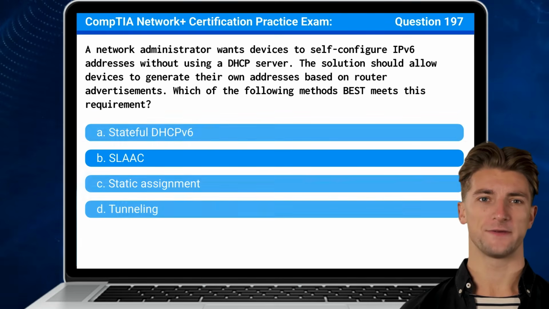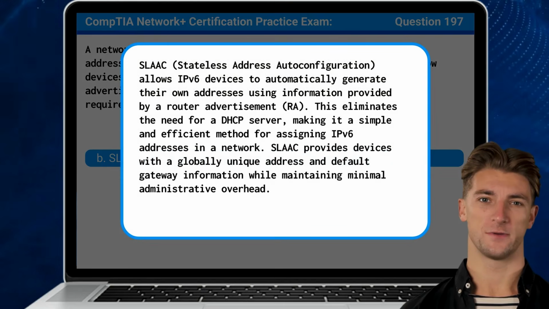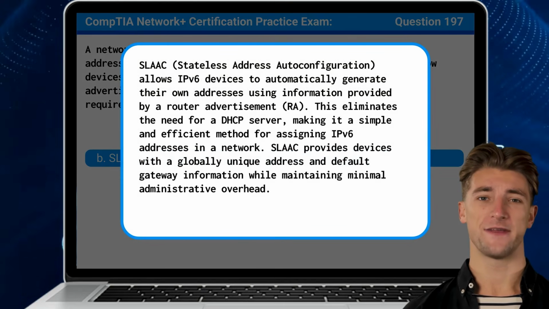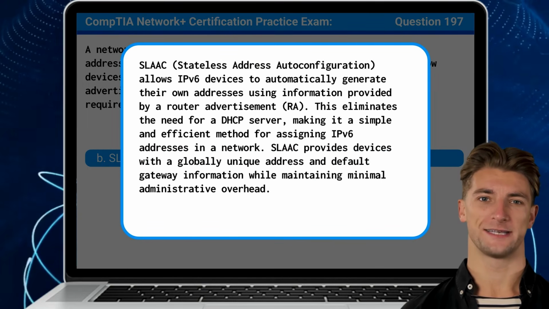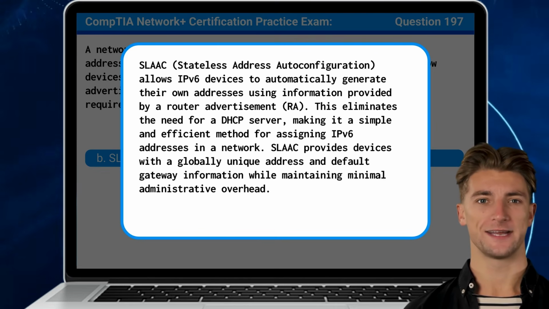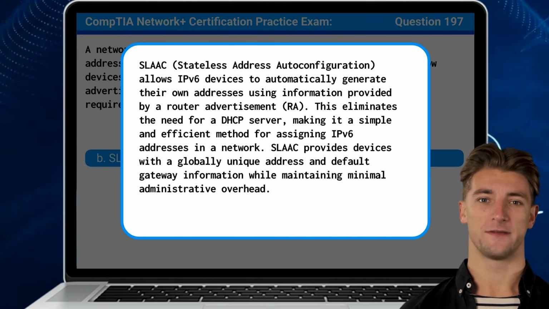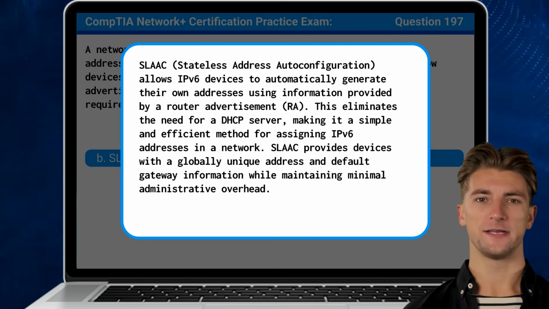The answer is B. SLAAC. SLAAC, or Stateless Address Auto-Configuration, allows IPv6 devices to automatically generate their own addresses using information provided by a router advertisement. This eliminates the need for a DHCP server, making it a simple and efficient method for assigning IPv6 addresses in a network. SLAAC provides devices with a globally unique address and default gateway information while maintaining minimal administrative overhead.